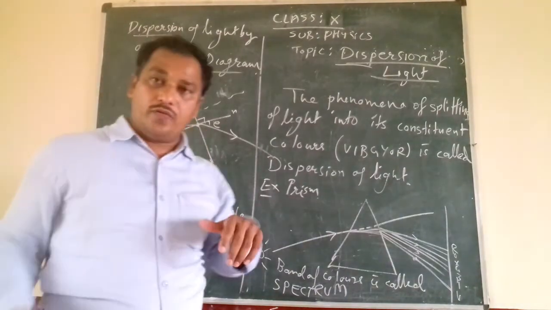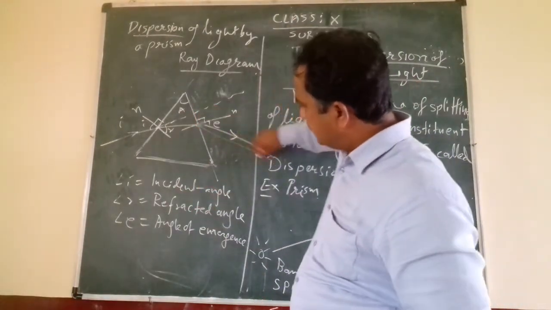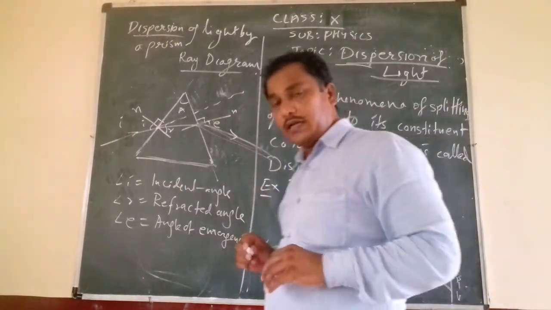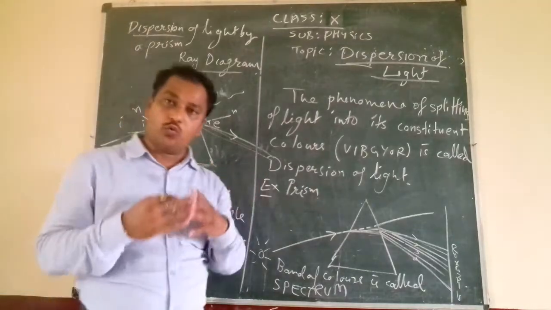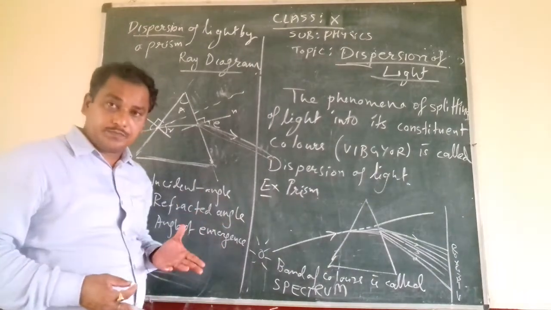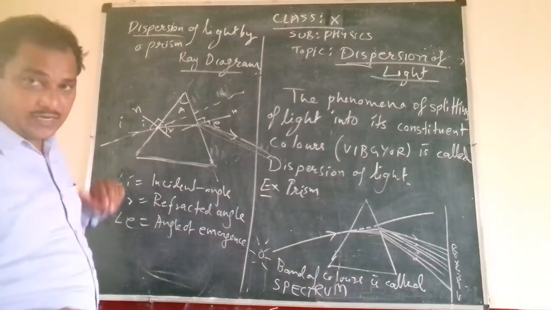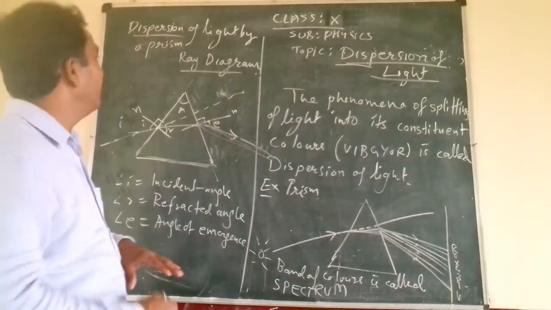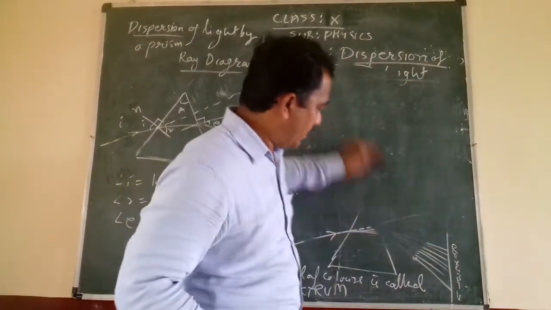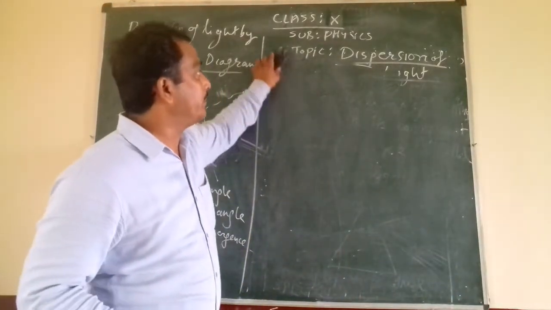Okay, now if we combine two prisms, what will happen? Here, all the 7 colors are coming out in the dispersion of light through the prism. This is the ray diagram which tells about the emergent ray. If we combine two prisms, this emergent ray will go to the other prism and the colors will combine, and then again we will get white light. That is called the combination of prisms. It is also called Newton's experiment.